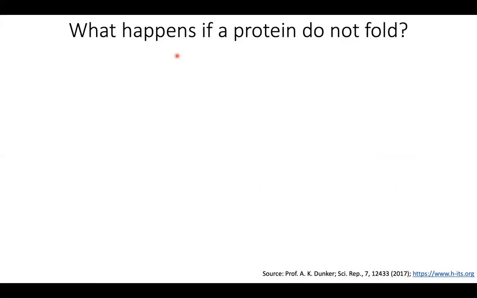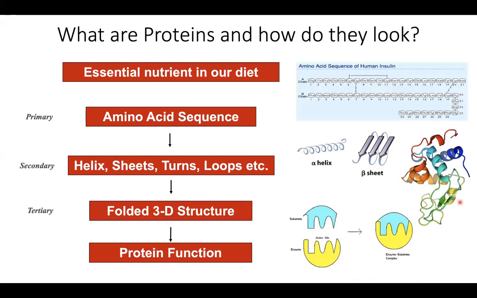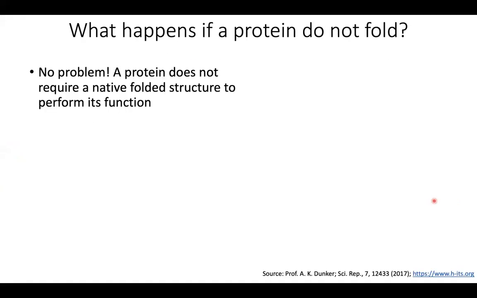Okay, never mind. So in the first slide I showed that the secondary structure of a protein can fold into a folded native three-dimensional structure, which was this. Now what happens if it doesn't fold? I say there is no problem. A protein does not require a native folded structure to perform its function, which is quite contrary to what the lock and key hypothesis says. These are what we call intrinsically disordered proteins.